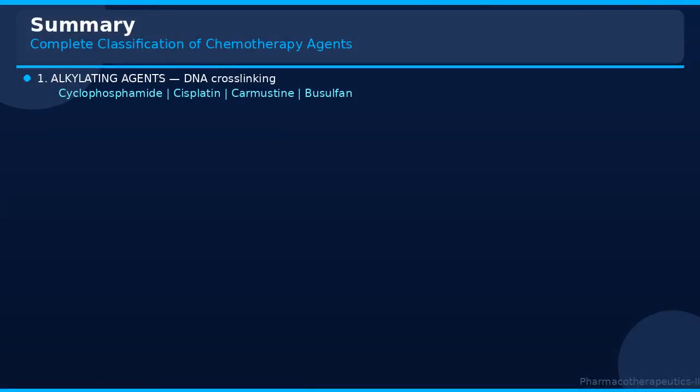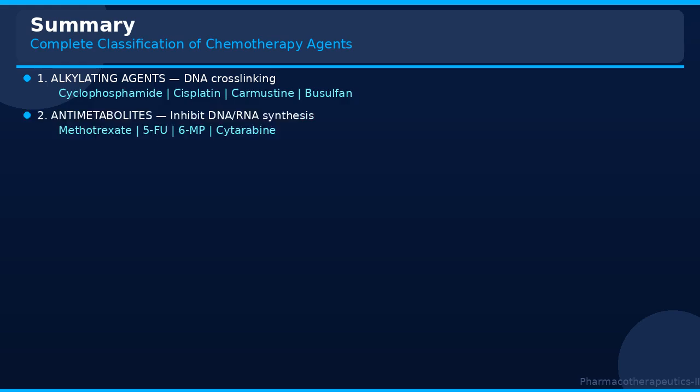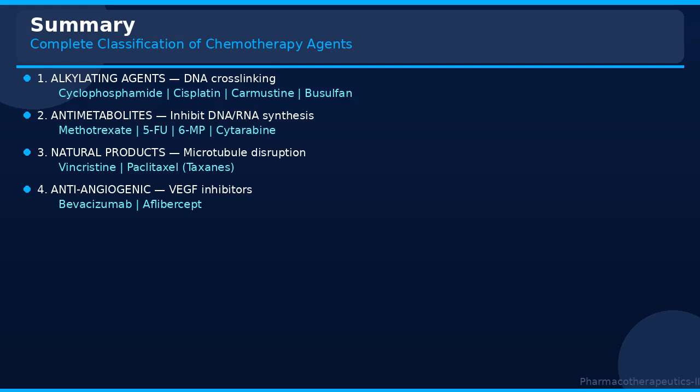To summarize the complete classification of chemotherapy agents: 1. Alkylating agents including cyclophosphamide, cisplatin, carmustine, and busulfan, which cause DNA cross-linking. 2. Antimetabolites such as methotrexate, 5-fluorouracil, mercaptopurine, and cytarabine, which inhibit DNA and RNA synthesis. 3. Natural products like vincristine that disrupt microtubule dynamics and block mitosis. 4. Anti-angiogenic agents like bevacizumab and aflibercept that inhibit VEGF-driven angiogenesis.